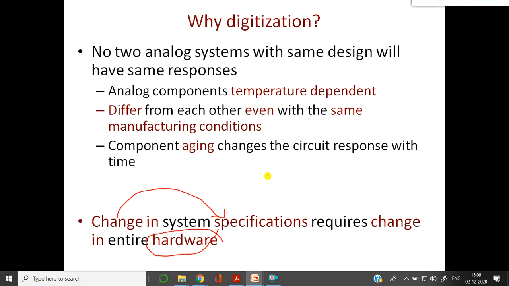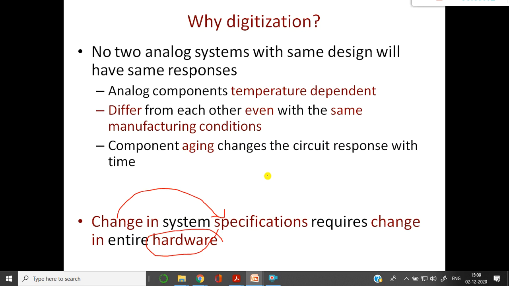So what we do is, it's always better and easier for me to go and change in the digital domain. And most of the time when I say digital domain, I will be playing with flip flops, registers and processors.